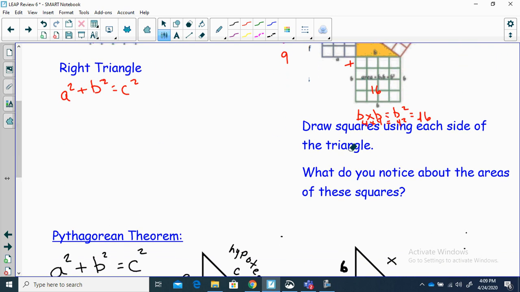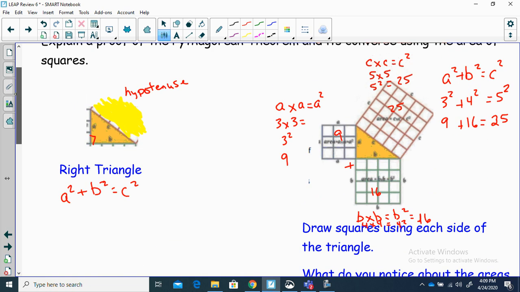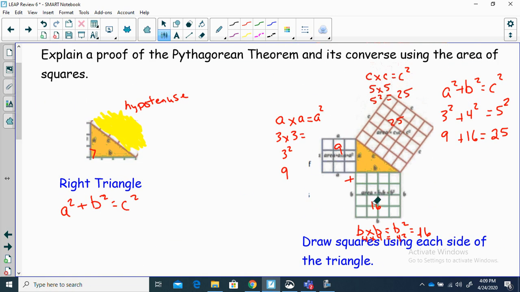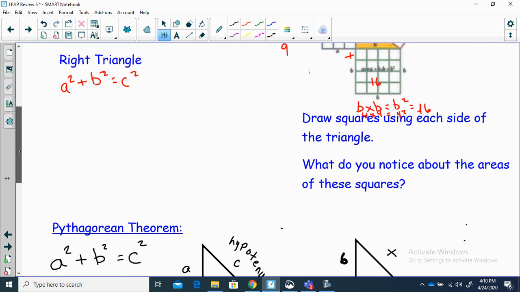We drew the square on each side. What do you notice about the areas of these squares? Well, if I add up the squares of the two short sides, it gives me the square of the hypotenuse. 9 plus 16 is equal to 25. That's how we know that the Pythagorean theorem works.